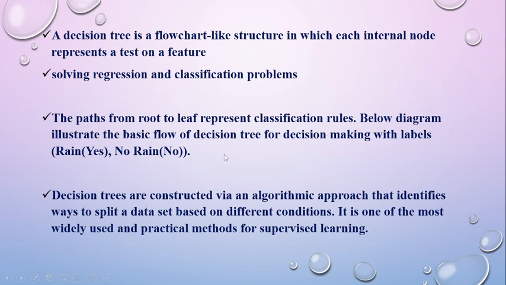In one example, you will see a decision tree for decision making with labels, whether rain comes or not today. These trees are constructed by an algorithmic approach, because it always identifies a way to split a data set based on different conditions, remember. It is also one of the most widely used and practical methods for supervised learning. Whatever the data set is, we can implement the algorithm and get the results here, and probably we use it to solve regression problems.